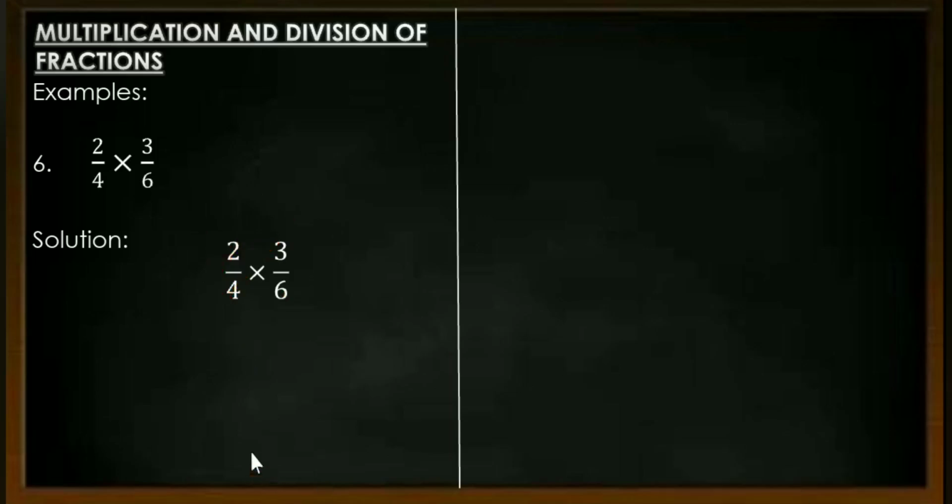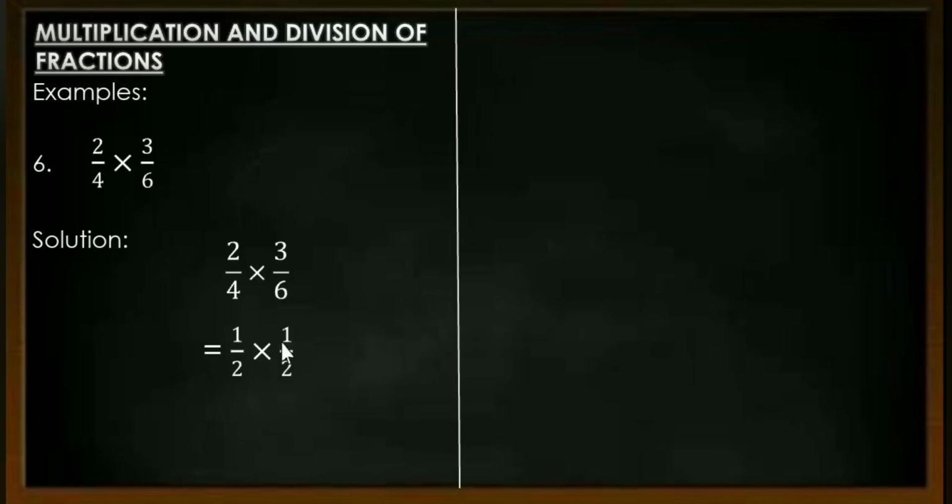So we now have 1 over 2 times 1 over 2, because 2 has divided 4 to give us 1 over 2, and 3 has divided 6 to give us 1 over 2. So the next step is to also look diagonally whether any number can divide. If we look at 1 and 2, there is nothing that can divide 1 that can also divide 2. If we look at this 1 over 2, there is nothing that can divide.